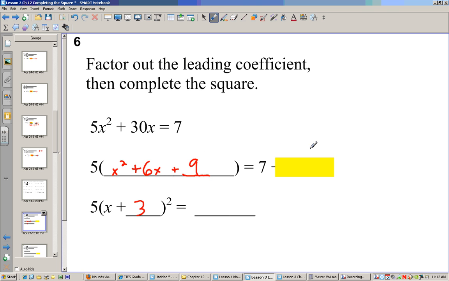Now, if I add 9 to the left-hand side, I have to do something to the right-hand side. The problem is that I'm not just adding 9 to this side, I'm adding 9 times 5. So really, I'm adding 45 to the left-hand side of this equation. So I have to add 45 to this right-hand side of the equation. So to finish this, this would just be 5x plus 3 squared equals 52.